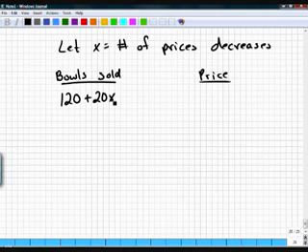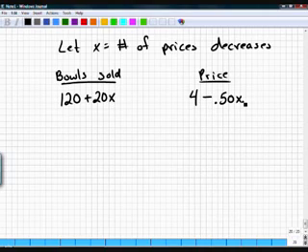One price decrease, he'll sell 140. Two price decreases, he'll sell 160. Three price decreases, he'll sell 180. Now the actual price. Normally the price is $4 a bowl, but each time he has a price decrease, it goes down 50 cents. So it'll be 0.50x. So $4 minus 50 cents per price decrease.